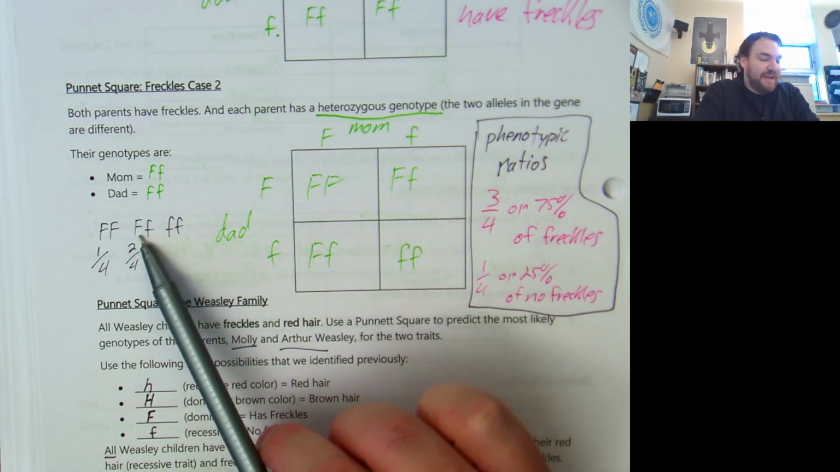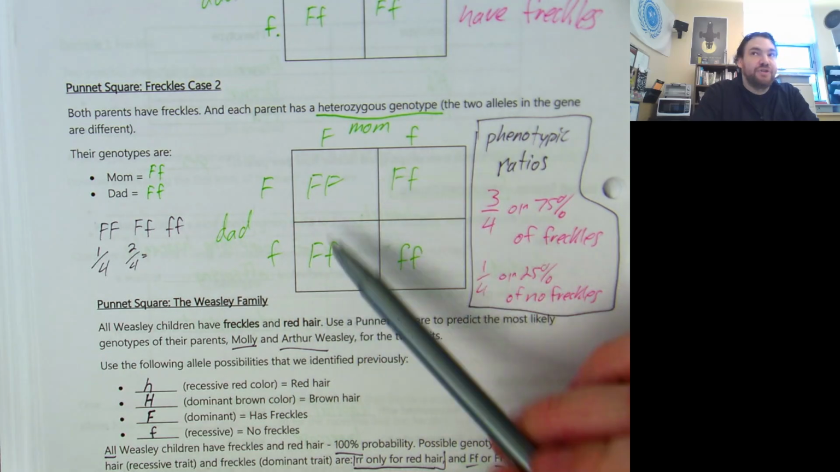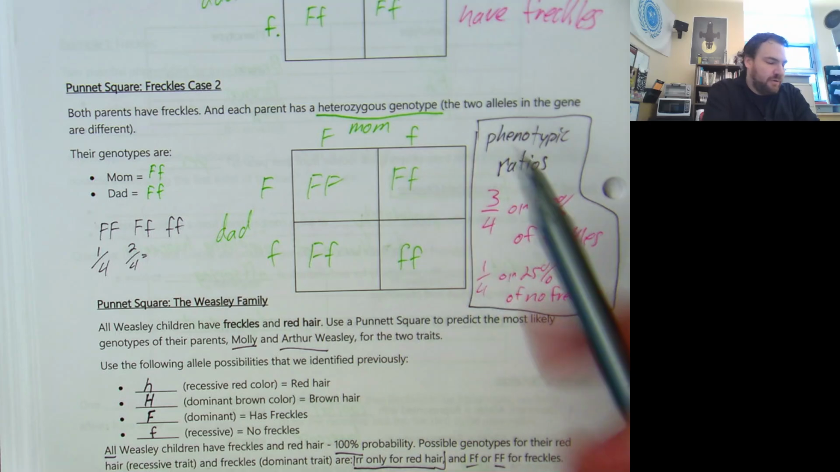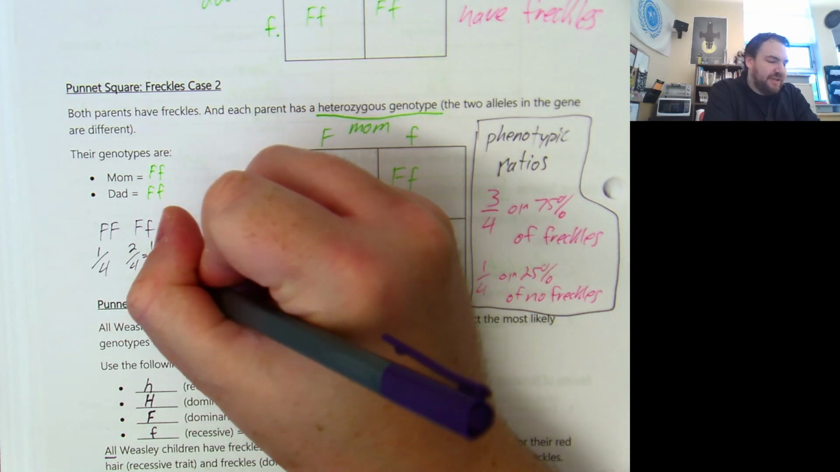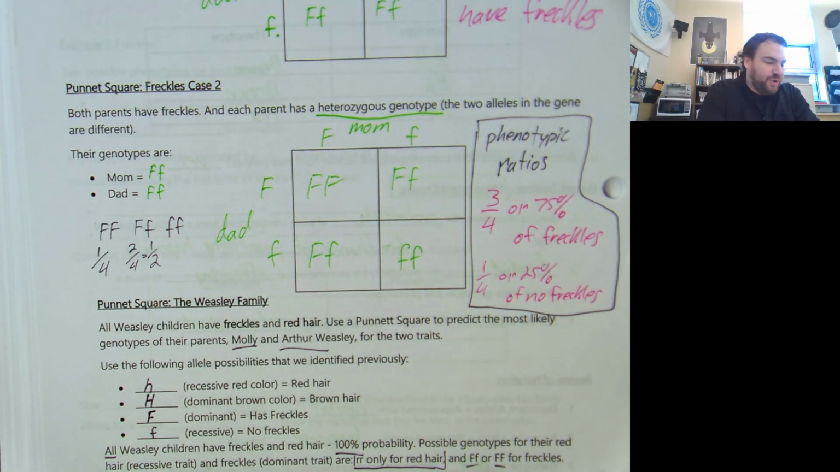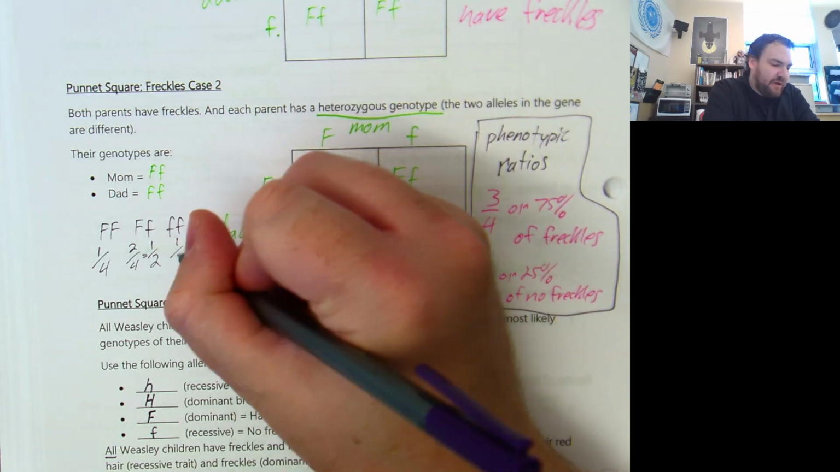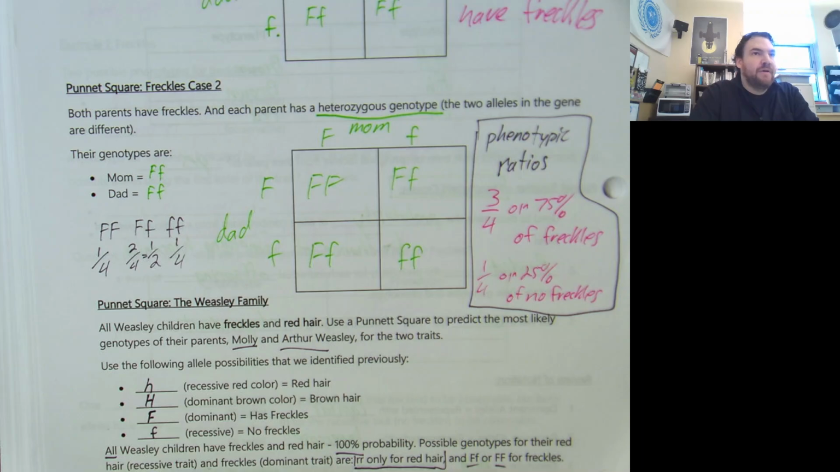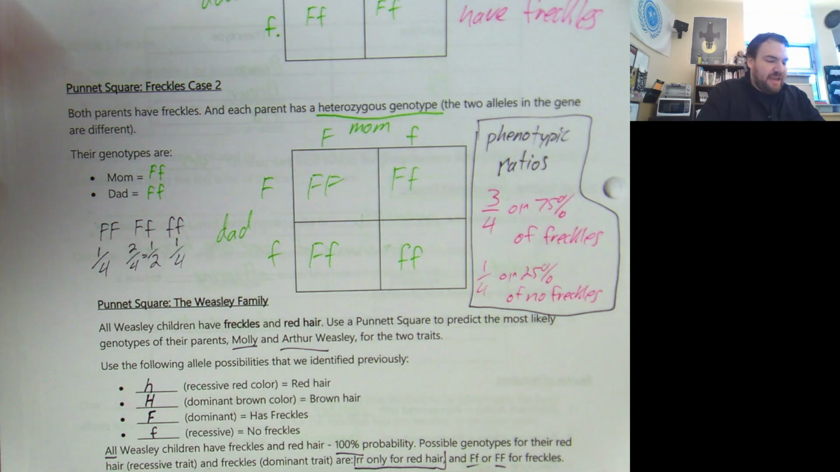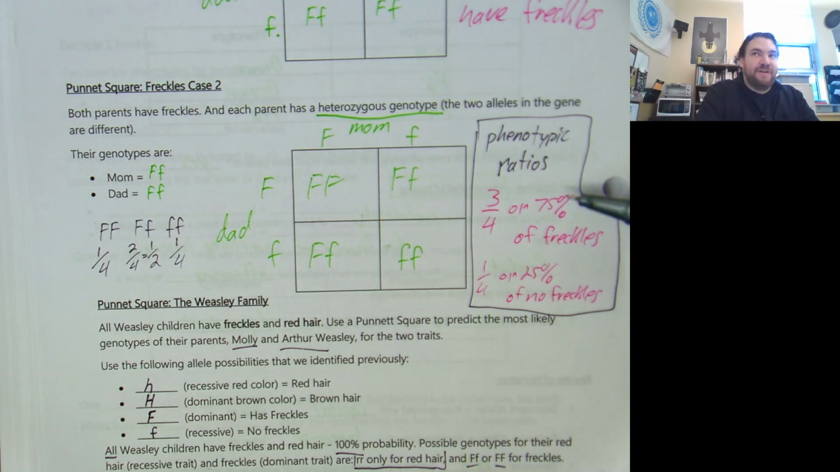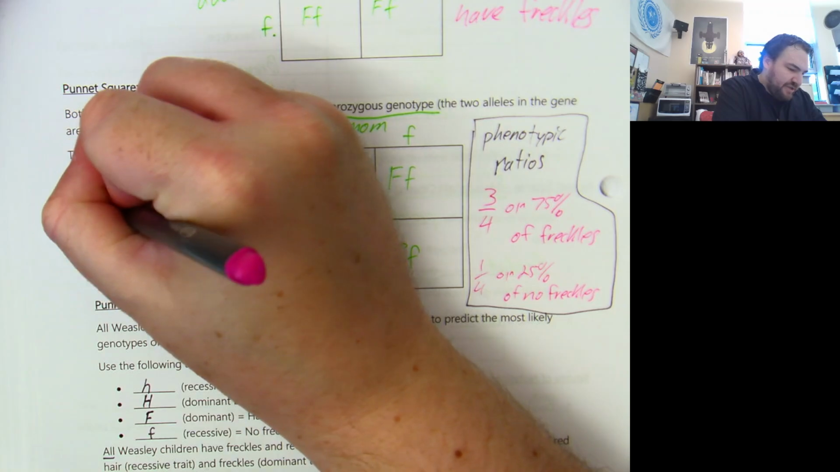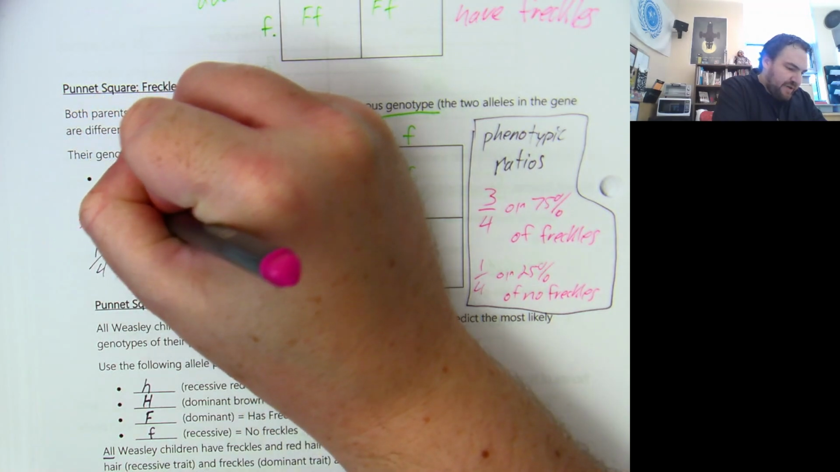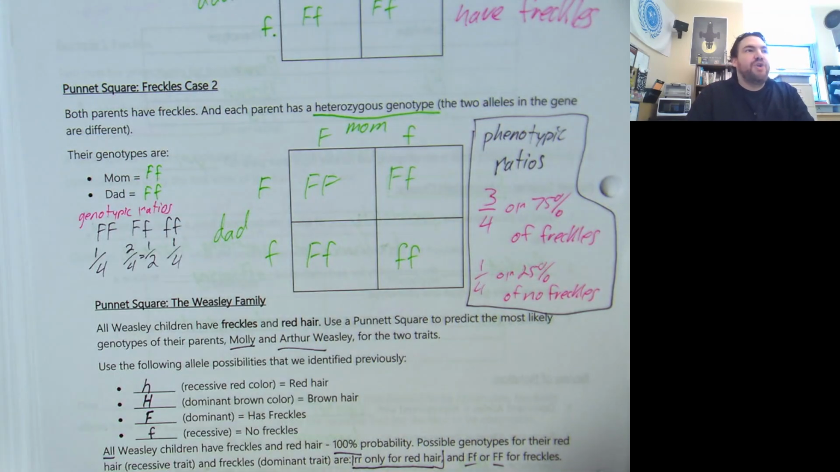How many big F, little f kids could I have here? 2 out of 4, which we could reduce, that's a reducible fraction, to a half. Half of the kids could be heterozygous, which would leave us with 1/4 being homozygous recessive. Looking at the phenotypes, we create phenotypic ratios. Looking at the genotypes, we create genotypic ratios. Genotypic ratios. And you actually did this without knowing that language.